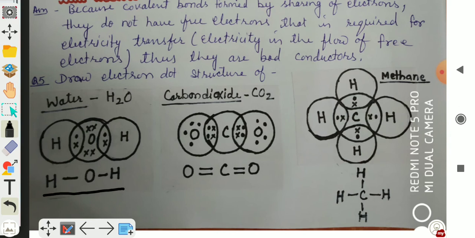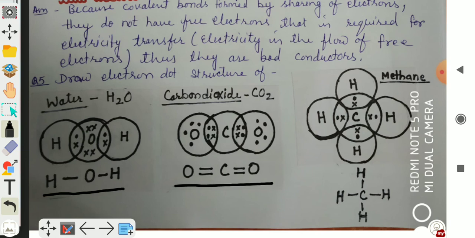In carbon dioxide, CO2, carbon contains 4 valence electrons in its outermost orbit, while oxygen contains 6 electrons in its outermost orbit. They share 2 electrons each. That is why they form a double covalent bond.